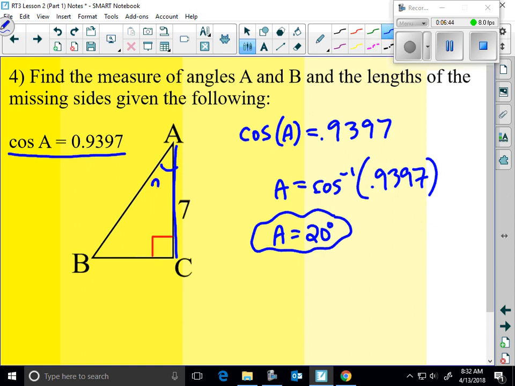So if this angle right here is 20 degrees, and this angle right here is 90, what do the three of these angles have to add up to? 180. So these two are 110. That makes angle B 70. All right, we're almost done. We found angle A, we found angle B.